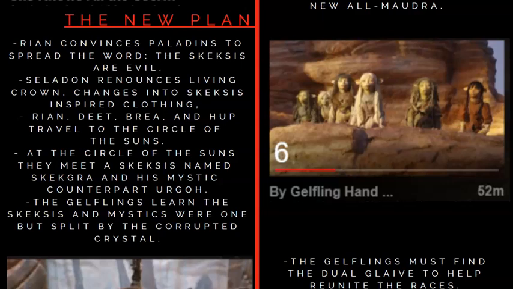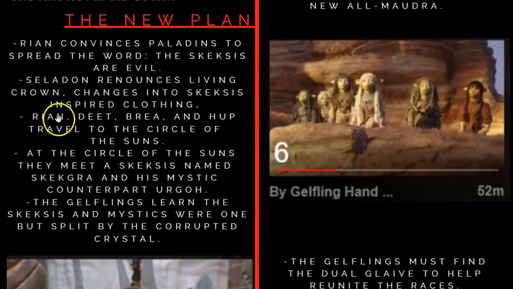Rian convinces paladins to spread the word that the Skeksis are evil, though lots of people refuse to believe them. Celadon renounces the living crown; she basically just destroys it, and says she's going to make her own crown. She changes into creepier, dark Skeksis-inspired clothing, basically to show us how evil she has become, even though she's not really evil, she's just misguided.